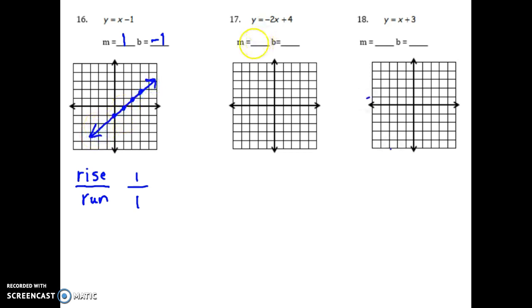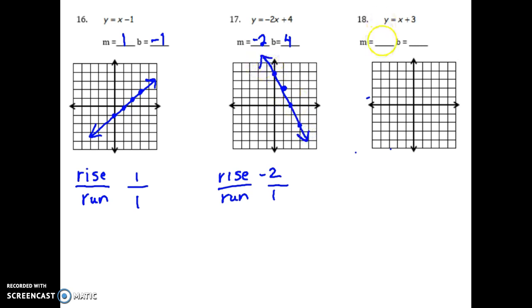Okay, 17, my slope is -2. My y-intercept is 4. So 1, 2, 3, 4 is where I start, +4. My rise is going to be -2, and my run is 1. So I'm going to go down 2 to the right 1, down 2 to the right 1, down 2 to the right 1. So if I look at this, I have a negative slope.